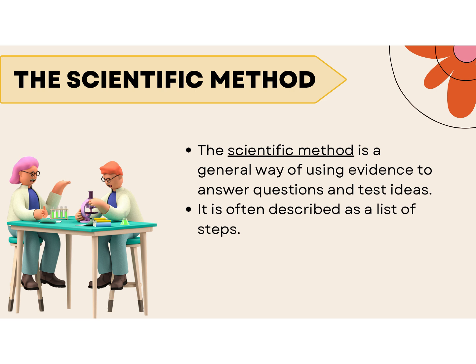Okay, so those are the characteristics of life. The next thing that we're going to talk about is scientific method. Now, you've studied this before, so hopefully some of this will come back to you as we go through it. But this is just a general way of using evidence to answer questions and to test ideas. It's often described as a list of steps, although I like to think of it more as a thought process rather than a strict group of steps that we have to follow.